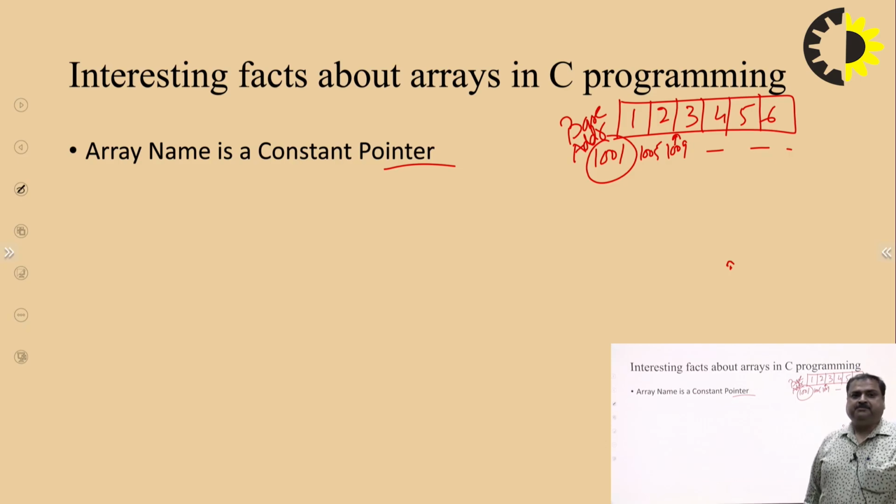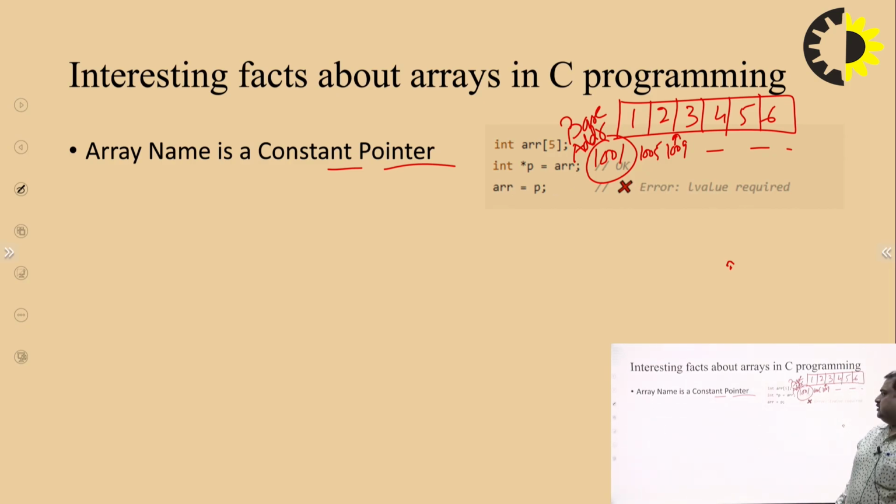So the array name contains the base address, but it is treated as a constant pointer. That means it cannot change its value. Once the array name is initialized and pointing to array elements, it cannot be changed to point to another array. Once declared, it points to a memory location, but it cannot be used to point to another set of elements during the program because, by default, it is a constant pointer.